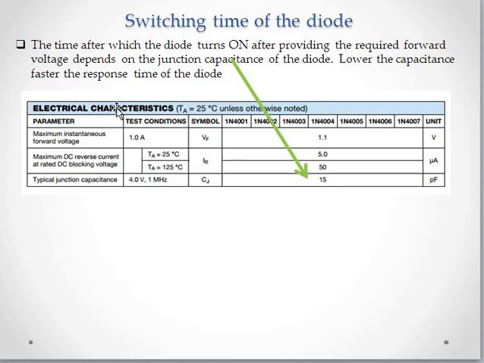So switching time is a very important diode characteristic, and this depends on the junction capacitance. The more the junction capacitance, the more the switching time. This junction capacitance is because of the PN junction that exists, because P and N act as two plates similar to a capacitor. So next time when you select a diode, check this characteristic.